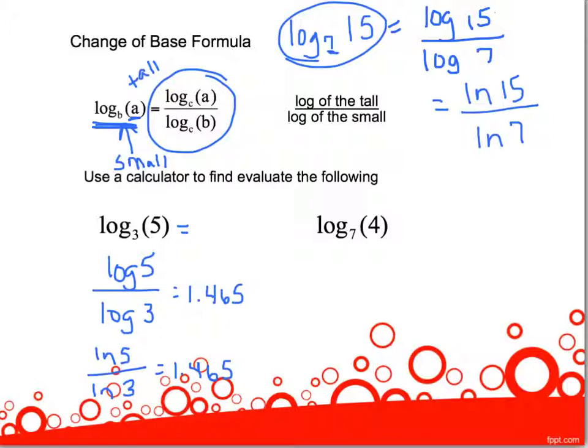Let's do one more, log base 7 of 4. I'm going to do the log of 4. Notice that's not the biggest value, so when I say tall over small, there's the tall, there's the small. So it'll be log of 4 over log of 7. So if I use my calculator, I get that gives me 0.712.